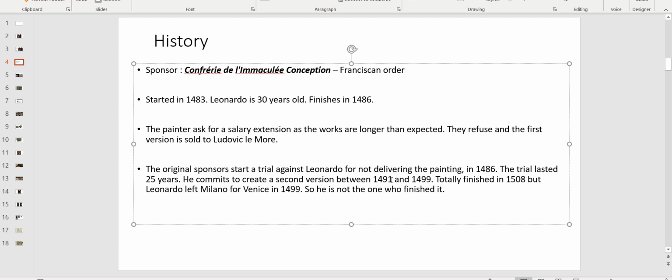The historians don't know if that second version started in 1491, and they give a range up to 1499. And the painting was finished in 1508 and delivered to that Franciscan order. But we have to understand that Leonardo left Milano, where his crew was painting it, for Venice in 1499. So he's probably not the one who finished it. Okay, so the most authentic from the hand of Leonardo is the first one.